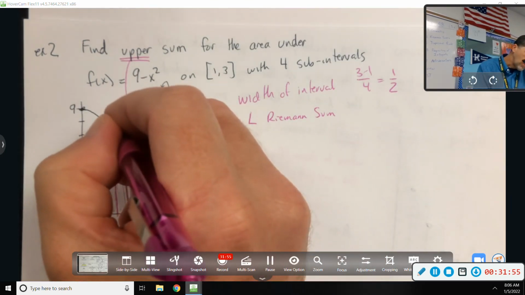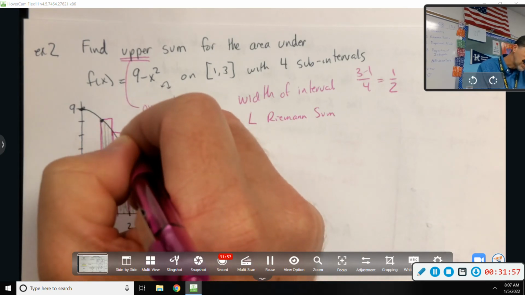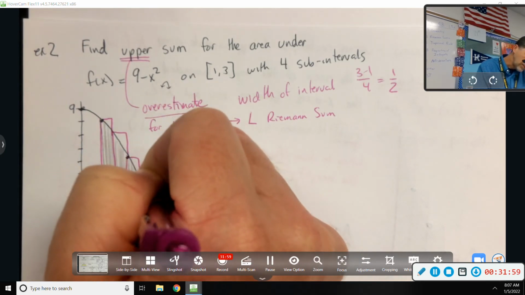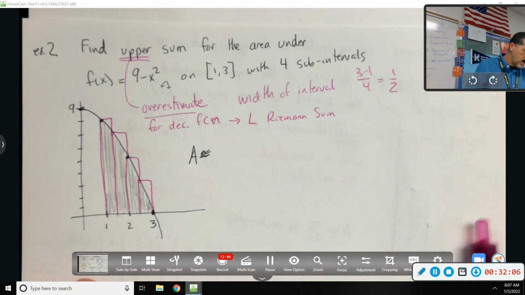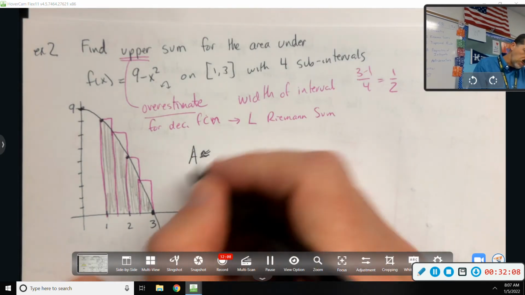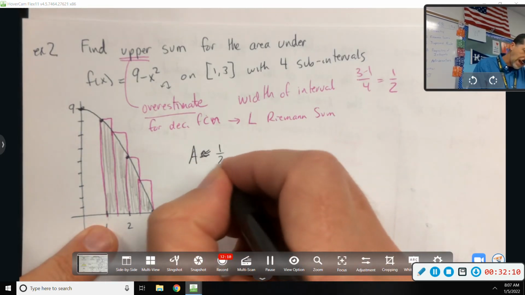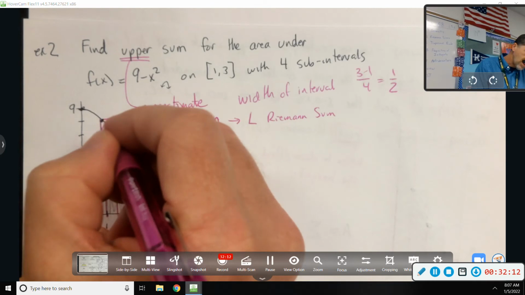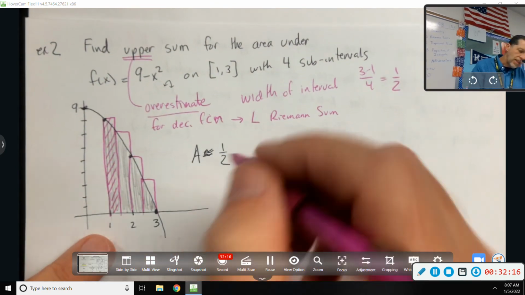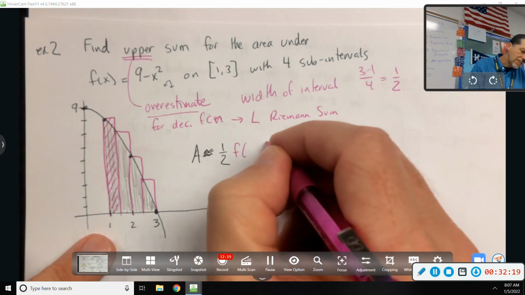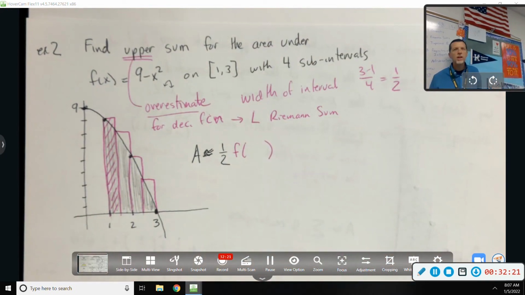And maybe it's helpful to draw the rectangles on there. Kind of clearly see that you've got an overestimate now. It's going to be an upper sum. So the width of the first rectangle is 1/2. The width of all the rectangles is 1/2, and the height would be f at 1.